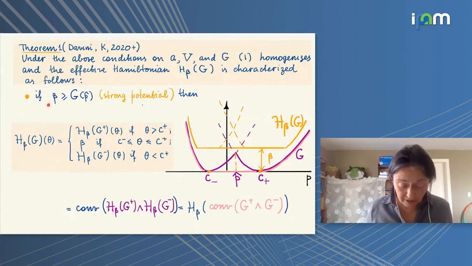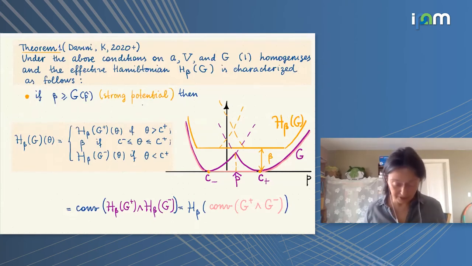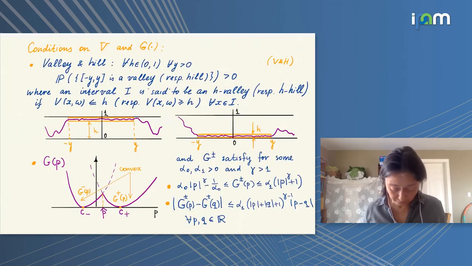And if beta is greater or equal to G of P hat. I did not tell you what P hat is. The function G is assumed to be of this form. So it consists of two convex pieces separated at the junction point P hat. Below P hat, we call it G minus. Above P hat, we call it G plus. And both pieces have minimum at C minus and C plus respectively, and the minimum value of both parts is zero. So this is unfortunate. We would be very happy to deal with unequal minima, but that's the setting where we can so far manage. Otherwise, we can take not quadratic, just any function G plus or G minus which satisfies these conditions.